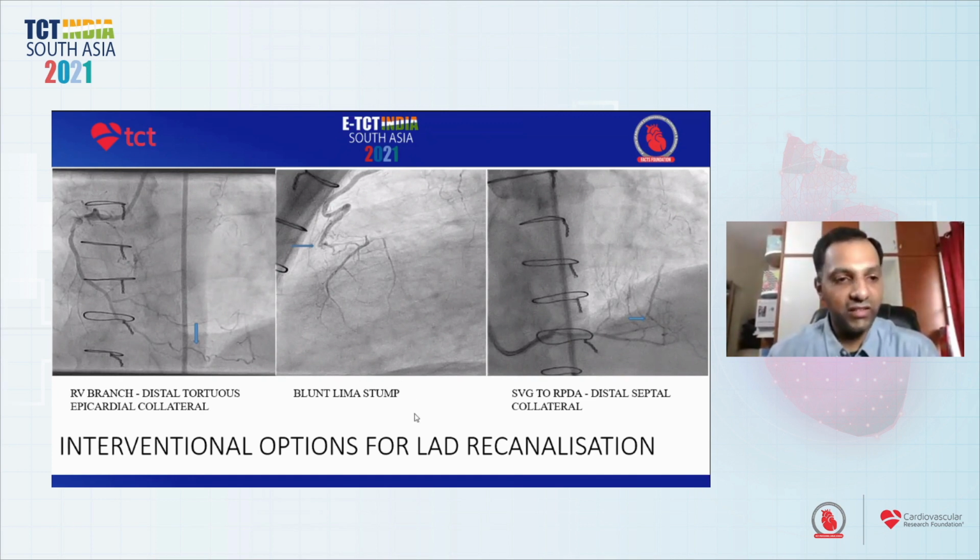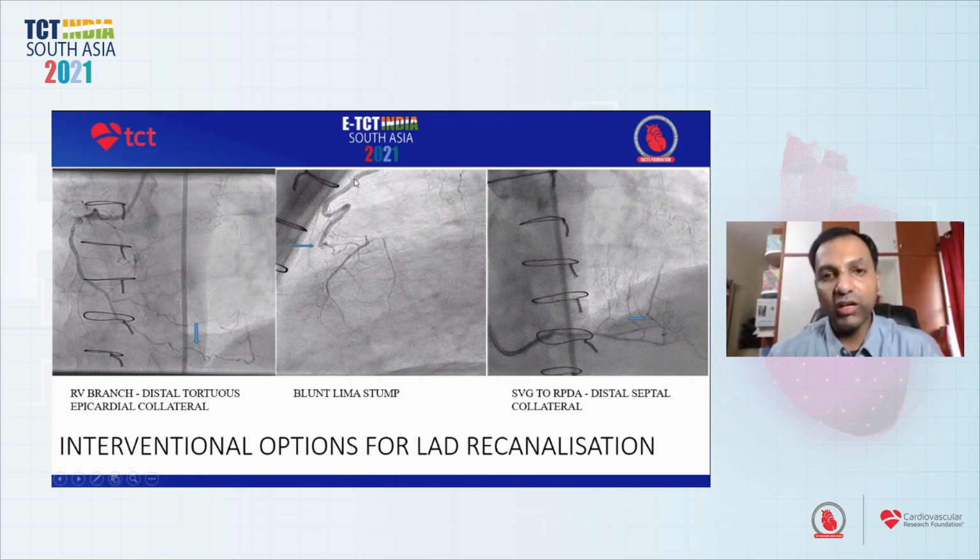Now, what are the interventional options for LAD recanalization? One is we can go through this native RCA, RV branch, and through the collaterals into the LAD retrograde. But the issue right now is that there is a proximal stenosis here. It's a smallish vessel. It's a tortuous epicardial collateral, so the risk of rupture, bleed, effusion, everything is high. And the support also may be an issue.